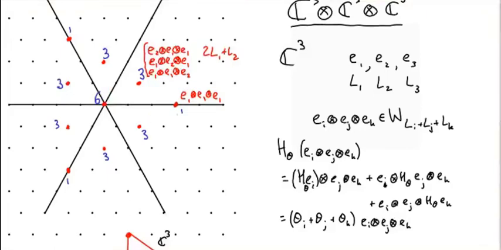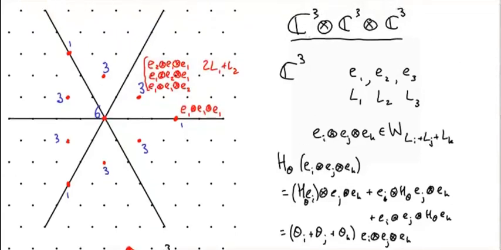Is this everything? Let's count. So the total dimension here I've got is 1 plus 3 plus 3 plus 1 plus 3 plus 6 plus 3 plus 3 plus 3 plus 1, which I claim is 27. I did pause the video there to check that. And 27 is 3 times 3 times 3, which is the dimension of this tensor product, C3 tensor C3 tensor C3. So this is everything. These are all the basis vectors accounted for.